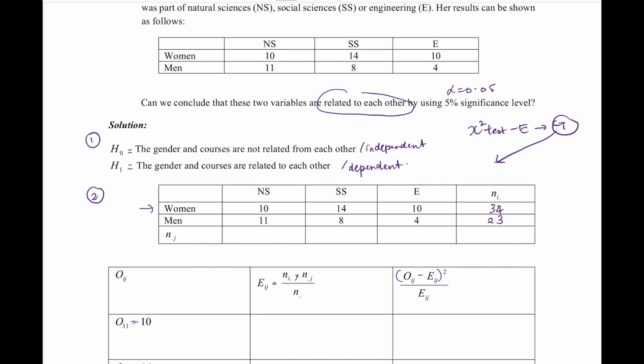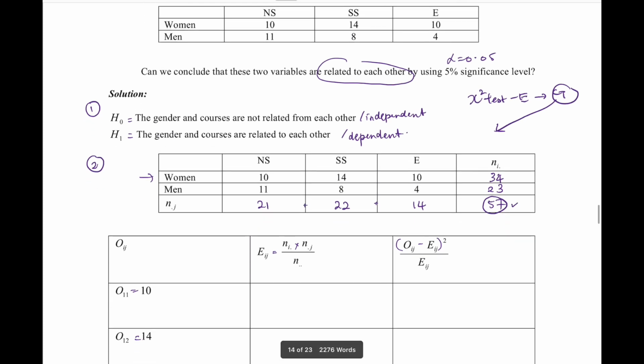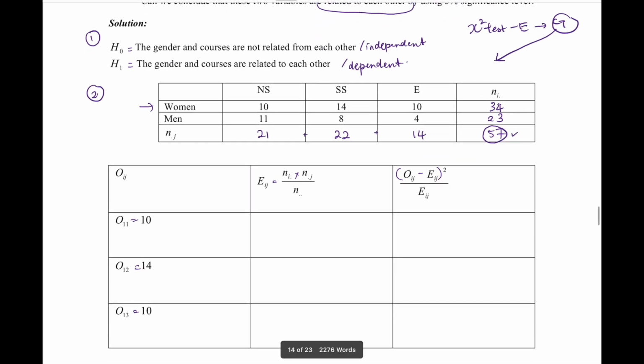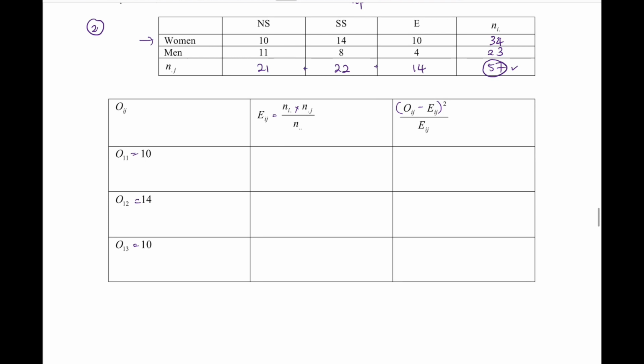Column 1, 10 plus 11, 21. Column 2, 14 plus 8 is 22. Column 3, 10 plus 4 is 14. And then the overall total: 34 plus 23 is 57. 21 plus 22 plus 14, you also will get 57. This is the overall total. Okay, done for the contingency table. Now you want to find E. Based on our contingency table, now we want to find E.